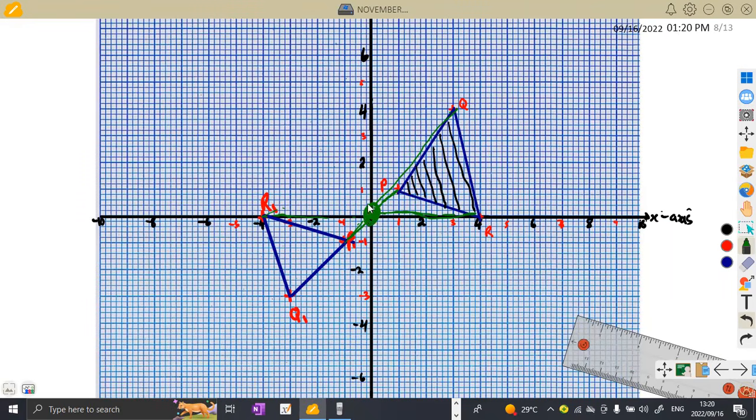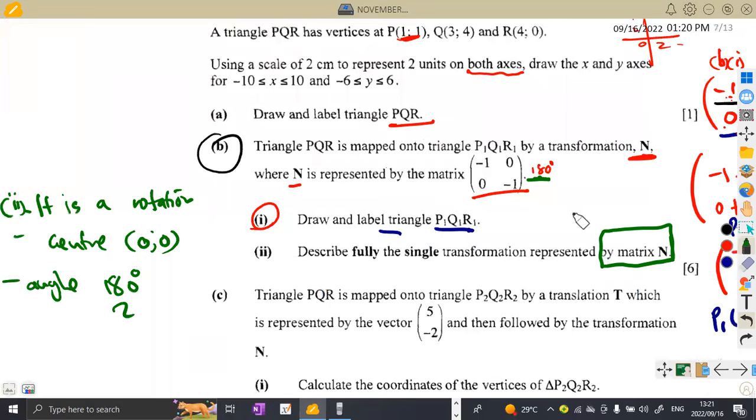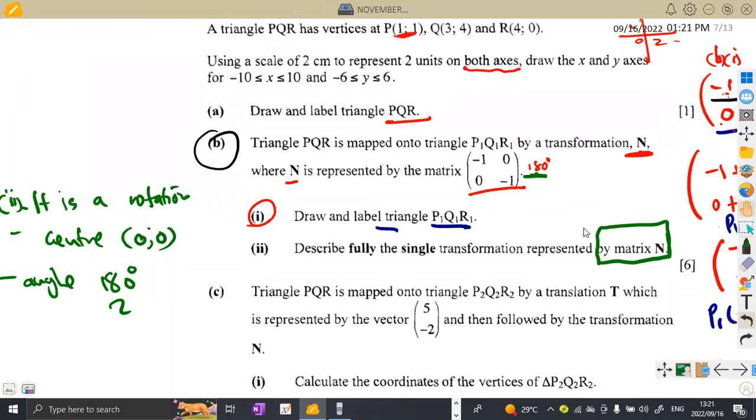And I told you it's a special type of rotation if you are dealing with isometry where all the points pass at one point. It means that's your center, and our center is the origin, which is 0, 0. So that's 180. So it's a rotation, center (0, 0), angle 180 degrees. So you could have described from the diagram or from the matrix, so many ways. Okay, let's see the other part of this question.